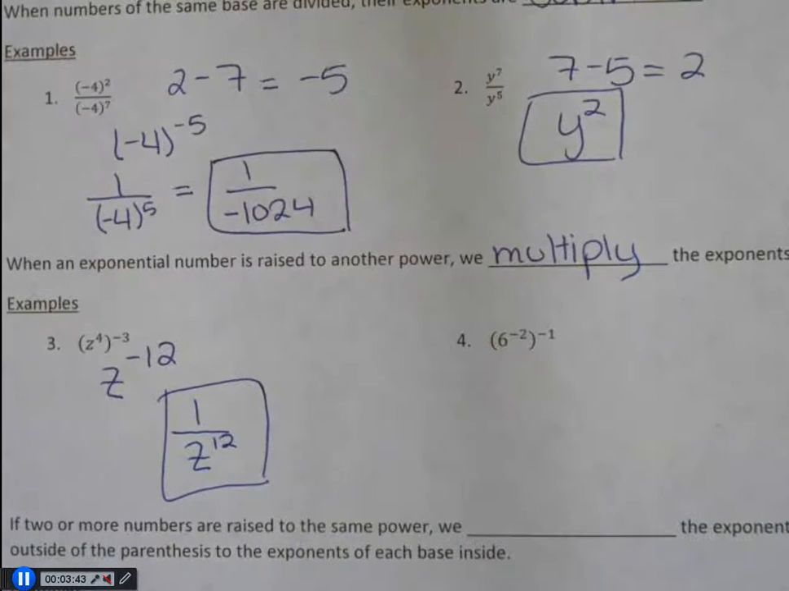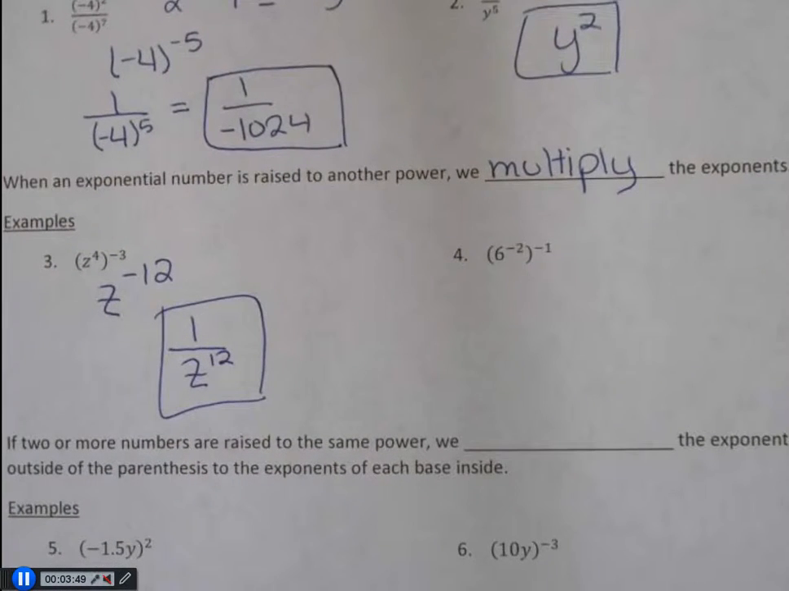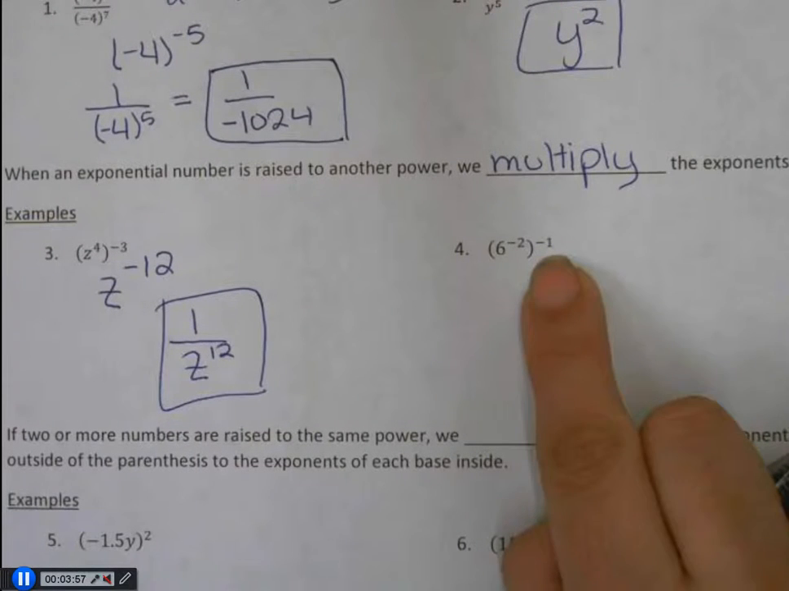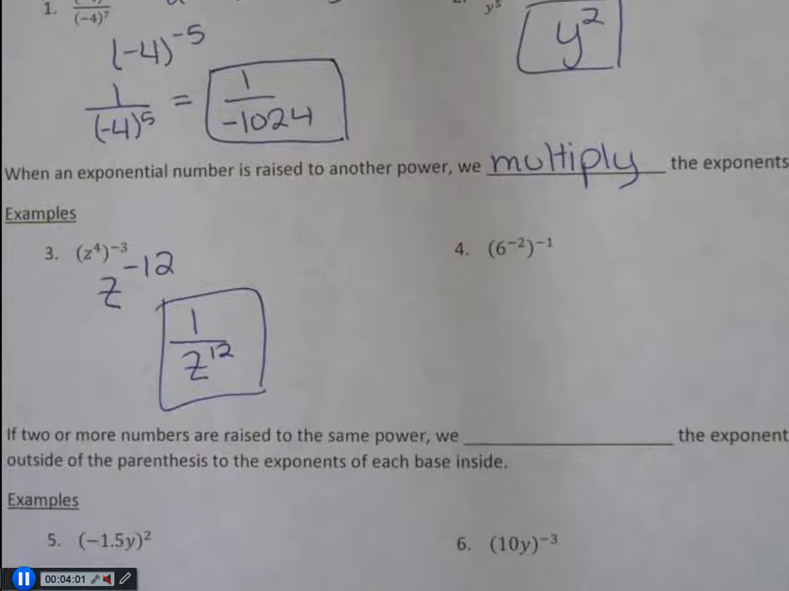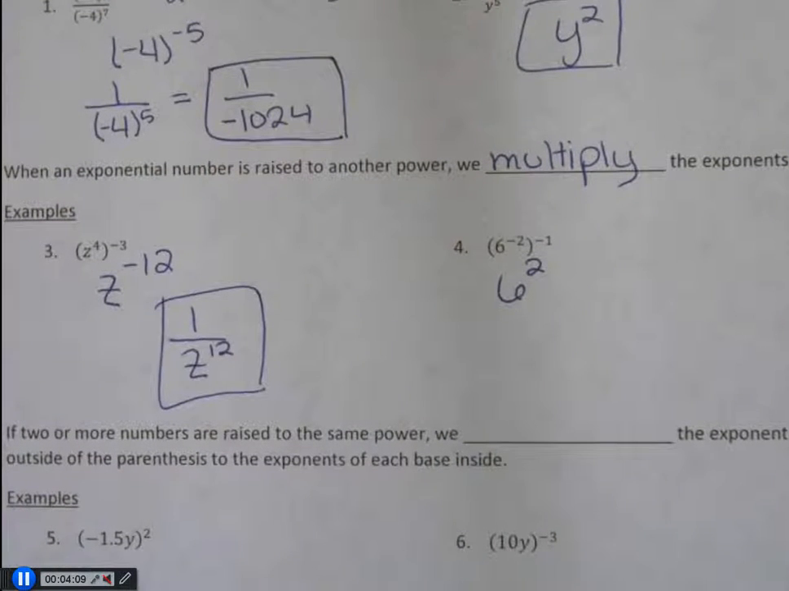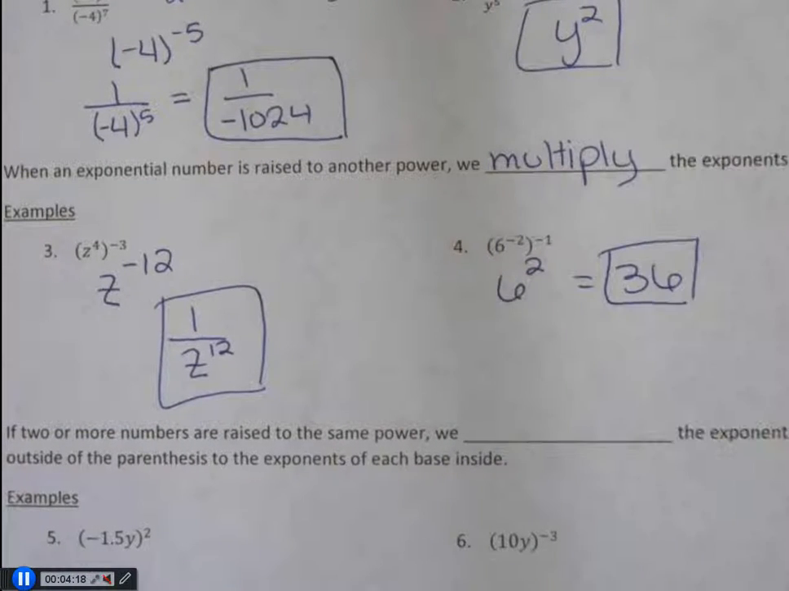So questions on 3? Okay. On number 4, I'm gonna multiply negative 2 and negative 1. What does that turn into? Yeah, multiply negative 2 and negative 1. 2. Should I leave it like this? No. What's 6 squared? 36. So questions on exponents raised to an exponent.